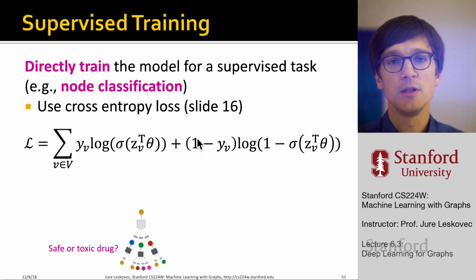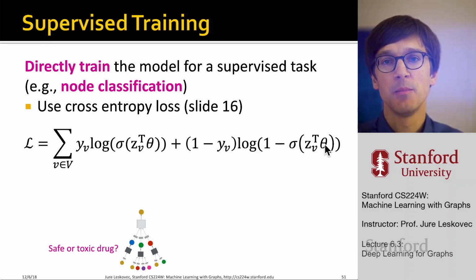If the true value is 0, then this term is going to survive, and it's basically 1 minus the log predicted probability. So here we want the predicted probability to be as small as possible, so that 1 minus it becomes close to 1, because log of 1 is 0, so that this discrepancy is small.